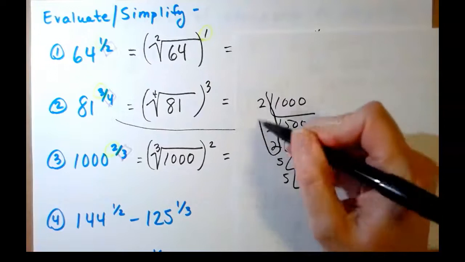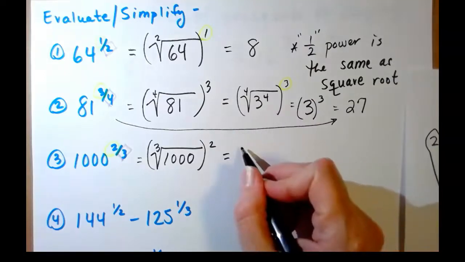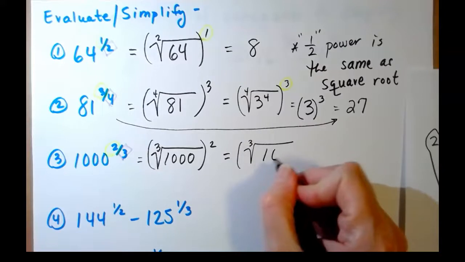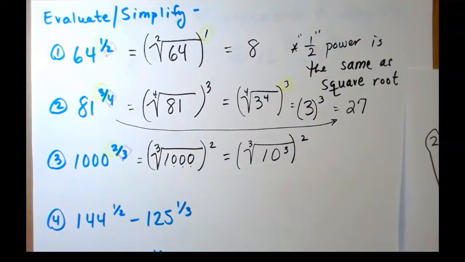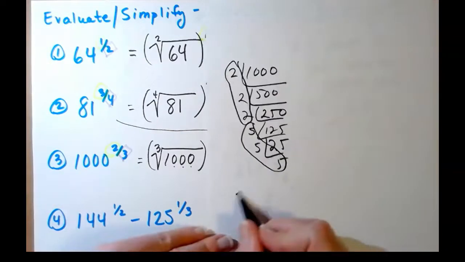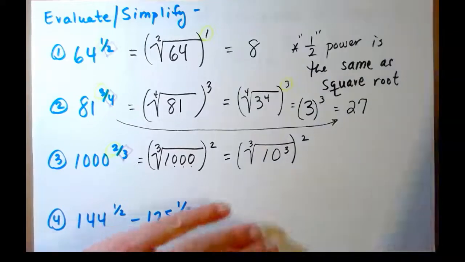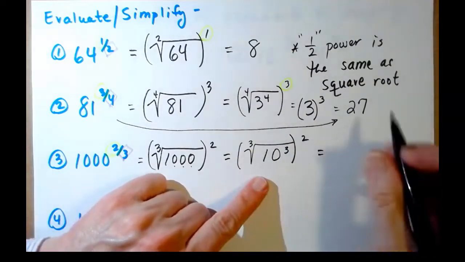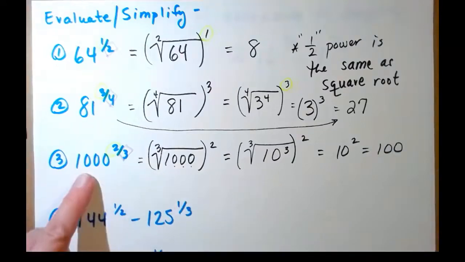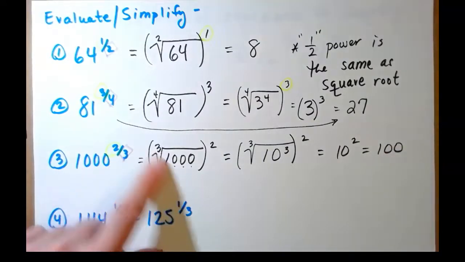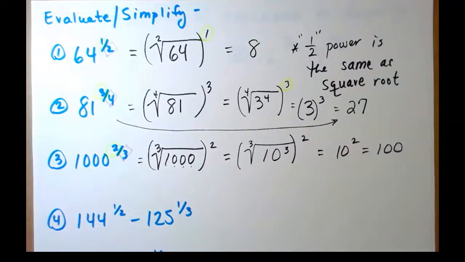What we have here is 2 to the 3rd and 5 to the 3rd, which really is the same thing as the cube root of 10 to the 3rd. 1, 2, 3 zeros, 10 to the 3rd power. We would get the same thing if we put underneath the radical sign the cube root of 2 to the 3rd and 5 to the 3rd. 2 would come out and 5 would come out, which is the same as just the 10 coming out here. So we end up with 10 squared, and of course 10 squared is 100. So 1,000 to the 2/3 power is the cube root of 1,000 raised to the 2nd power. That's 10 to the 2nd power, which is 100.